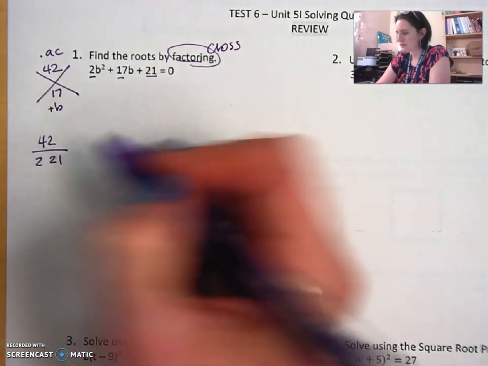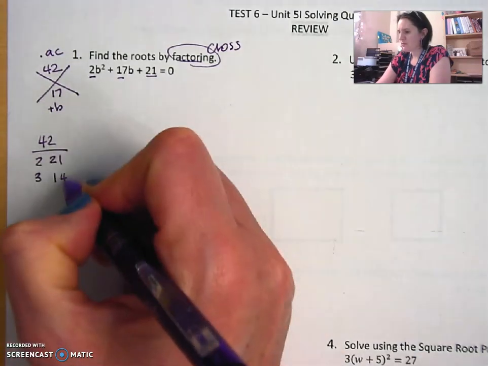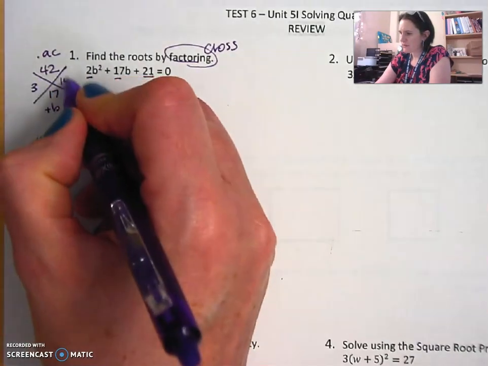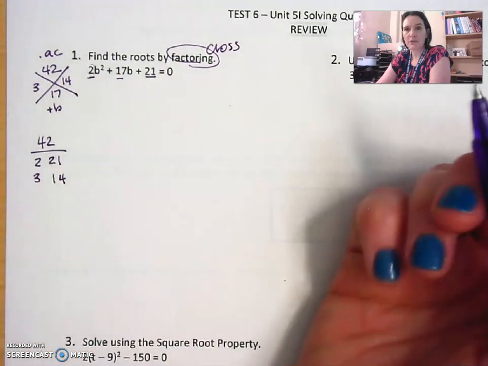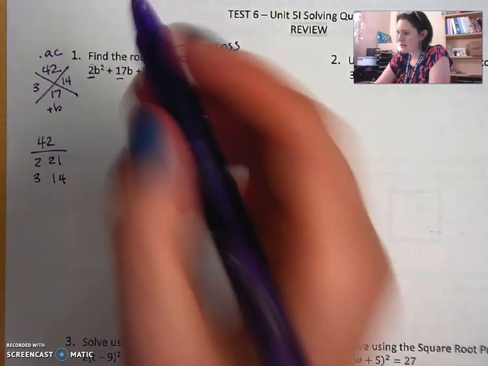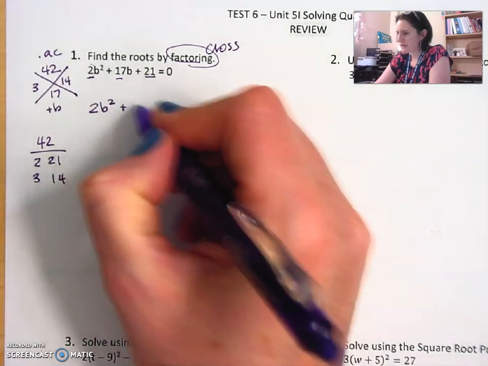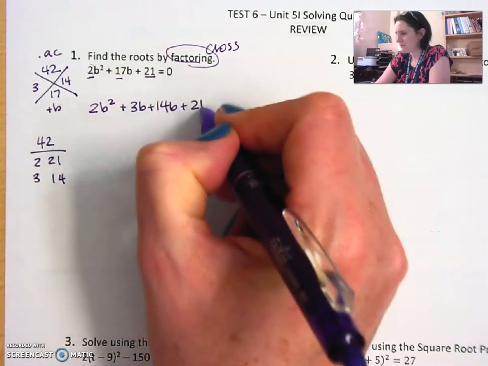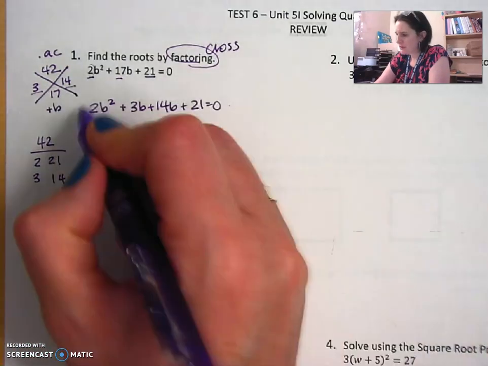2, 21, 3 goes in 14 times, and so that will work right there. So 3 and 14. Because A is not 1, we have to split the middle term and do grouping. So I'm going to rewrite 17b as 3b and 14b. Right, so 3b, 14b. Do my grouping.